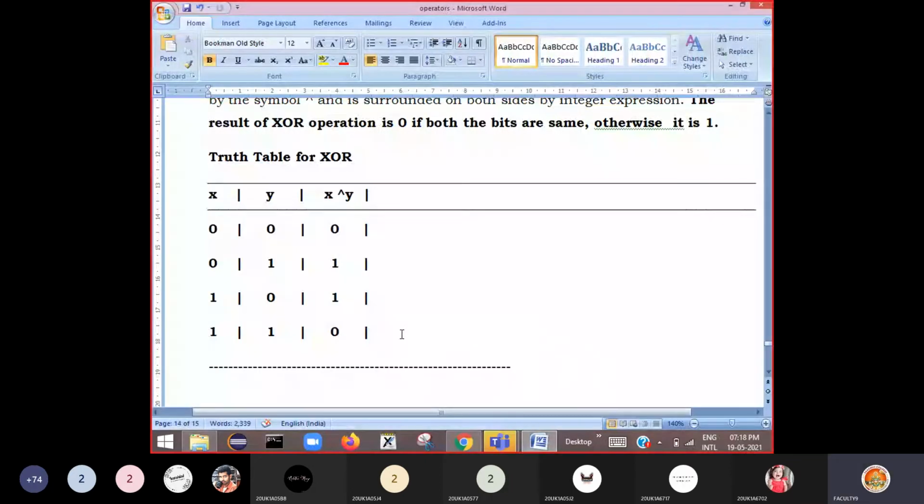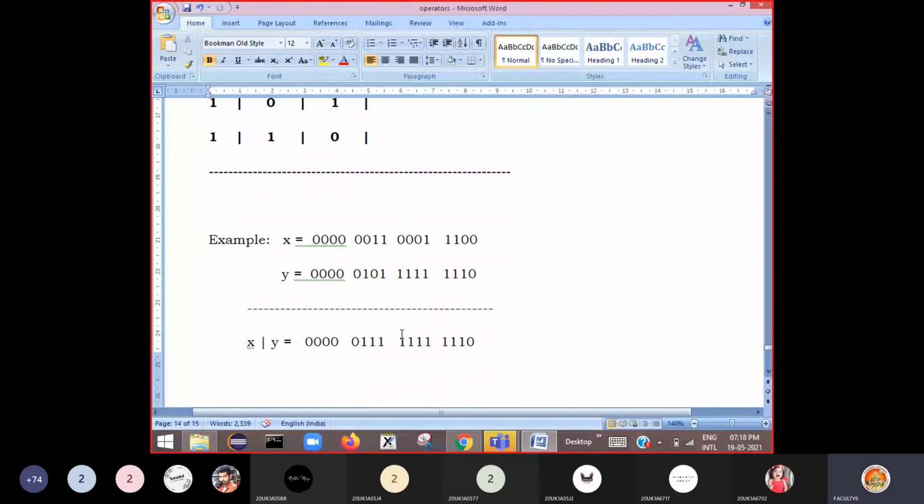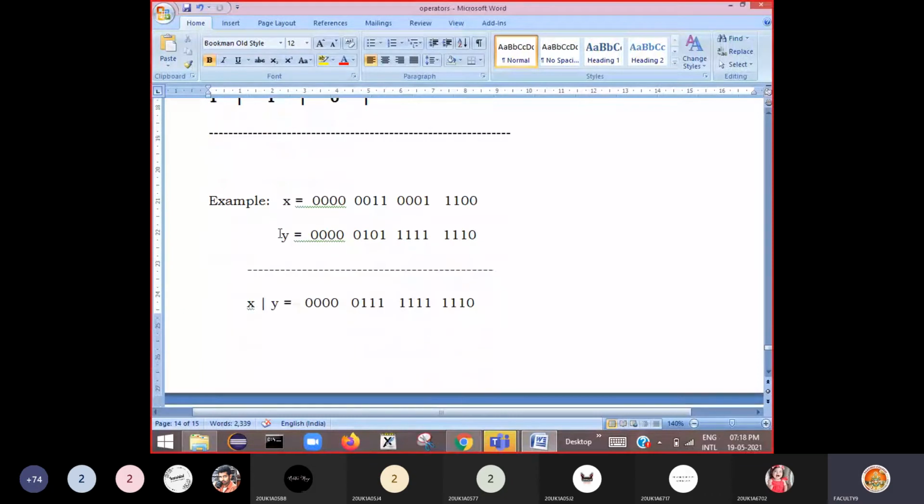Right. Now with this, we'll work out an example problem. Assume that I have X in binary form containing these bits, and Y contains these bits. Now, if I perform X exclusive OR Y, what is the result I will get? Let us quickly work out this.